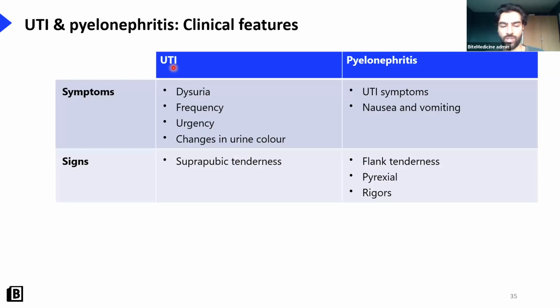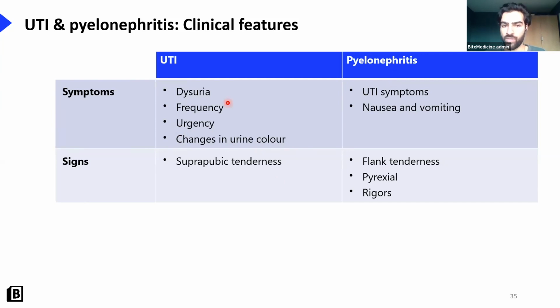Clinical features of UTI: dysuria, so pain on passing urine. Frequency, that means going to pass urine several times per day. Urgency means that you always have the need to go, even if your bladder's not actually full, you always feel like the need to rush to the toilet. And that's because your bladder wall is irritated by the infection. Changes in urine color, it might be smelly, it might be cloudy, and patients may have suprapubic tenderness.